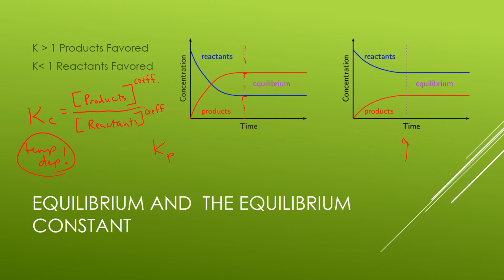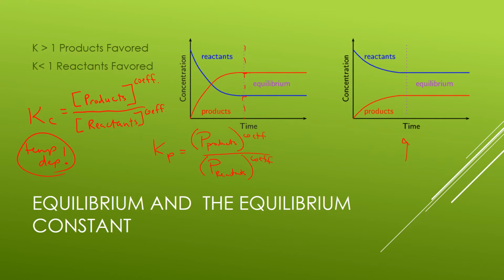If I'm writing a Kp expression, you cannot put those in brackets because brackets denote molarity. So you have to put parentheses around it. Pressure of my products raised to the coefficient over parentheses pressure of my reactants raised to the coefficient. So that's the difference between Kc and Kp. Kp is dealing with atmosphere, Kc is dealing with molarity.